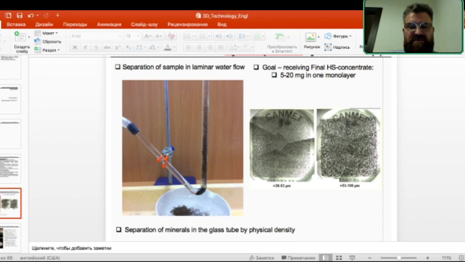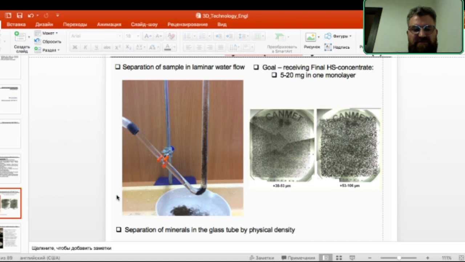So you can see here is the image of 2 hydroseparation concentrates. As you can see, they're very fine grained. Like this one is between 38 and 53 microns. Another one is from 53 to 106 microns. So the narrower the gap between size fractions, the better hydroseparation you will receive, because you can get rid of the size effect of different grains.